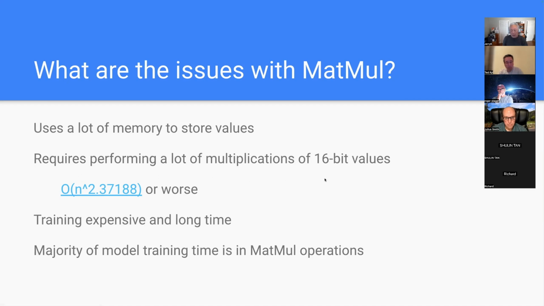It requires performing a lot of multiplication on 16-bit values, so that's an expensive operation too. And then there's this crazy thing I found. I thought you guys would get a kick out of this. The big O for this thing is something on n times 2 to the 3.71188. Does that sound like it's out of somebody's PhD dissertation? This was supposedly the best that they're achieving now, because the worst case is like n cubed, big O cube, so it's a lot worse.